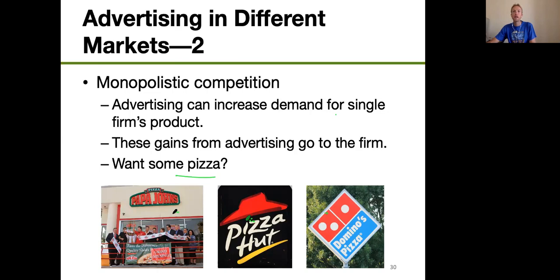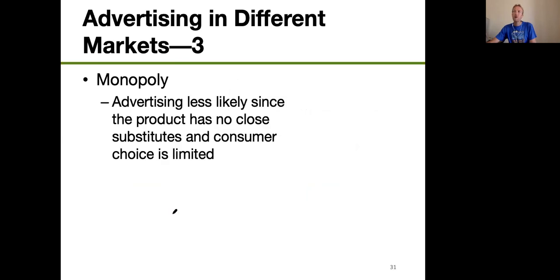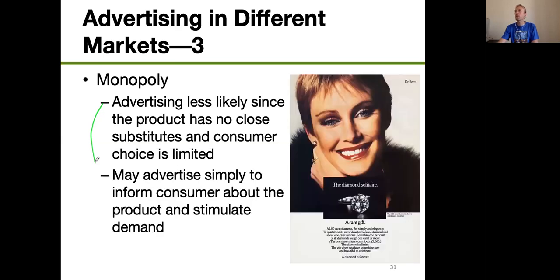Okay, all right. Let's think about a monopoly. Does a monopolist need to advertise? Well, less likely, since the product has no close substitutes and consumer choice is limited. All right, and so you don't tend to see a whole lot of advertisement in monopolies. One example of monopoly advertising that we do see, remember we talked about good old De Beers, huge diamond monopoly, right? The reason that they might advertise is to inform the consumer about the product and to stimulate the demand, but it's not to steal demand or to differentiate their product.